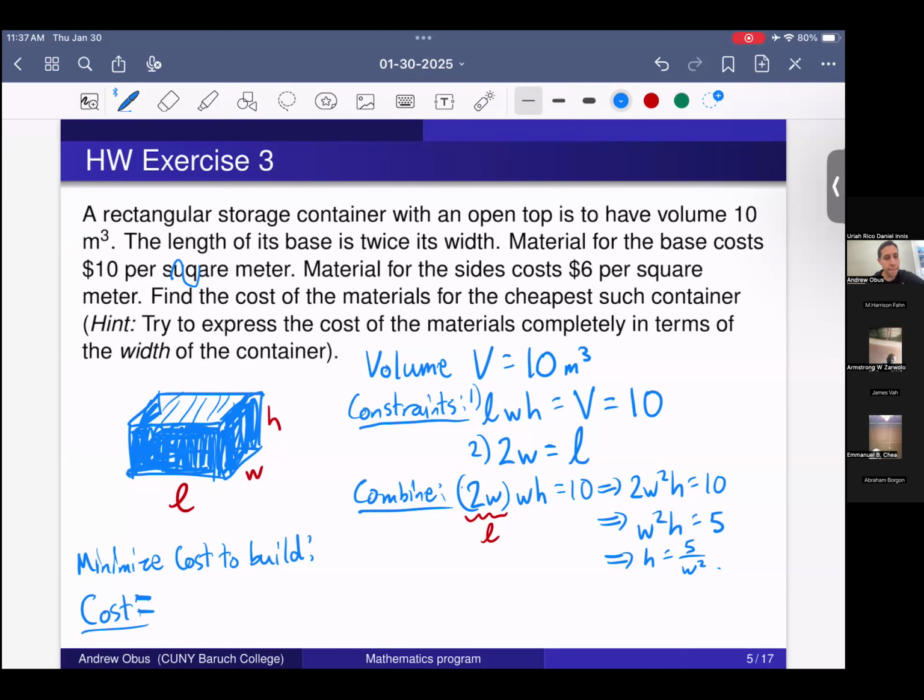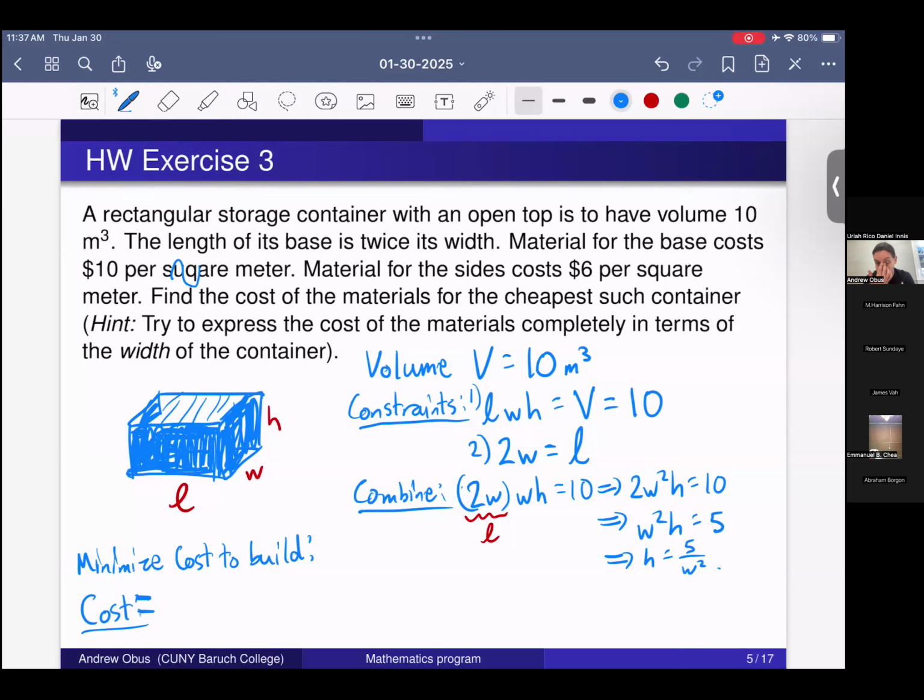Will there be the semicircle of the box? There are no circles. This is just a rectangular box, right? It's a rectangular box. Everything's a right angle.